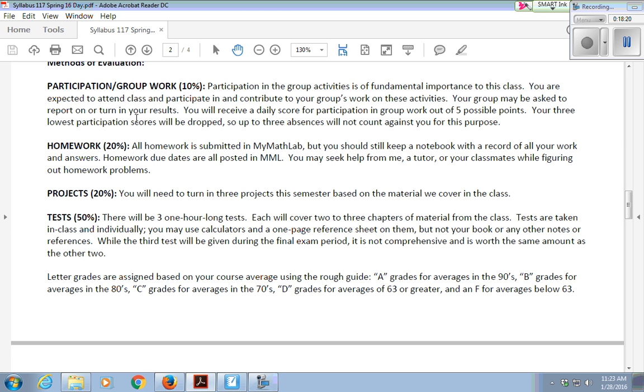And then participation is just like you need to attend class, participate, contribute to the group and to the class, and you'll get a daily score for participation in group work out of 5 possible points. I'll drop 3 so you can be absent 3 times and it won't hurt you.